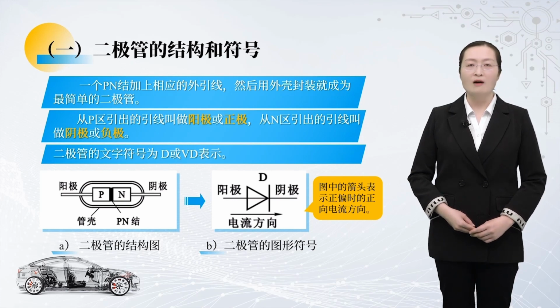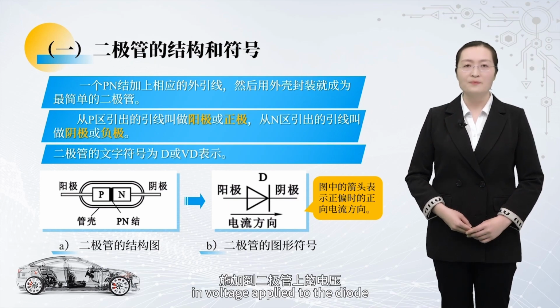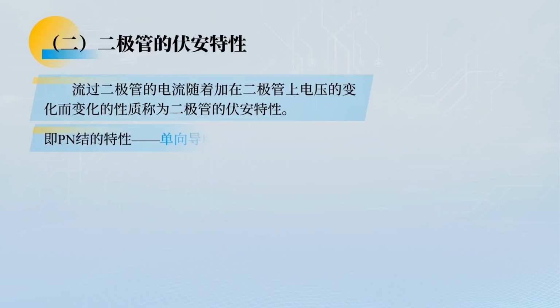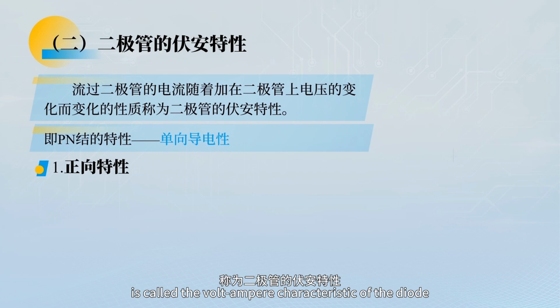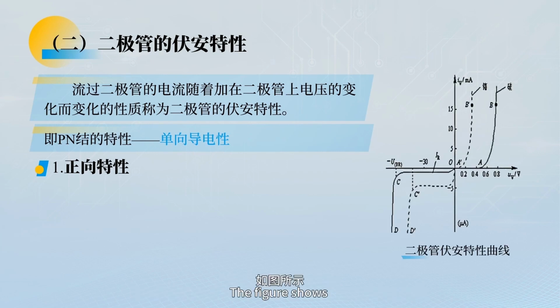the diode. The property that varies with the change in voltage applied to the diode is called the volt-ampere characteristic of the diode. The figure shows the diode volt-ampere characteristic curve. Firstly, the positive characteristics.